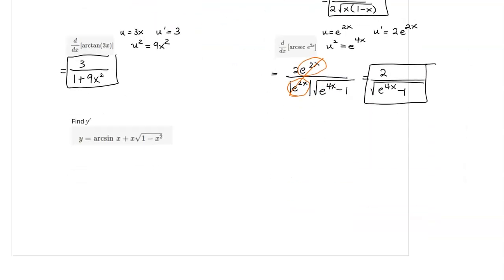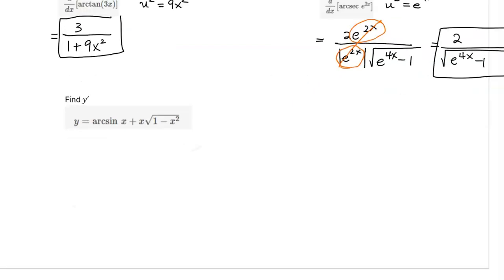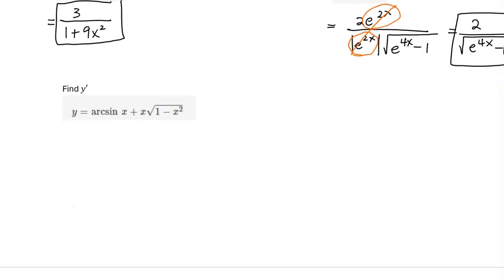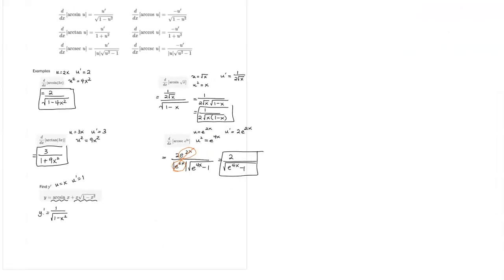Moving on to our last example, we have the derivative of a sum. We're going to need to take the derivative term by term. For the first term, our u is simply x. So we don't need to use the chain rule because u prime is simply 1. Using our derivative rules from above, we see that the derivative of the first term is 1 divided by the square root of 1 minus x squared. And I'm getting that from this rule here, with u simply being x.